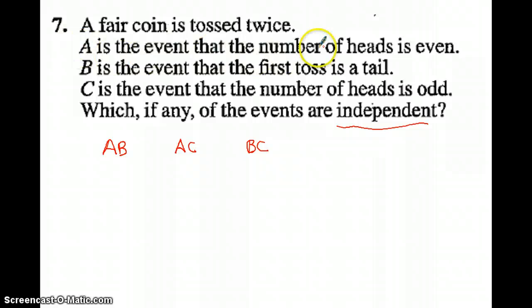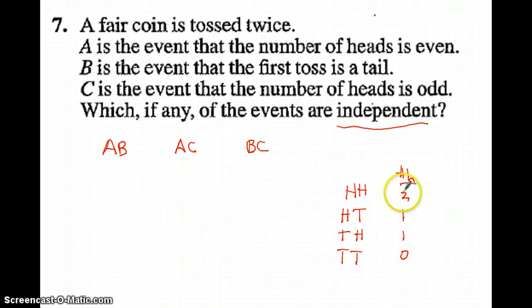Okay, if A is the event that the number of heads is even, and B is the event that the first toss is a tail, are those things independent? Well, I don't really think so, actually, because the event that the number of heads is even, remember the sample space here is we're tossing 2 coins. So we have this one, we have heads, tails, we have tails, heads, and we have tails, tails. The number of heads could be 2 or 1 or 0. Number of heads being even is either going to be this case or this case.